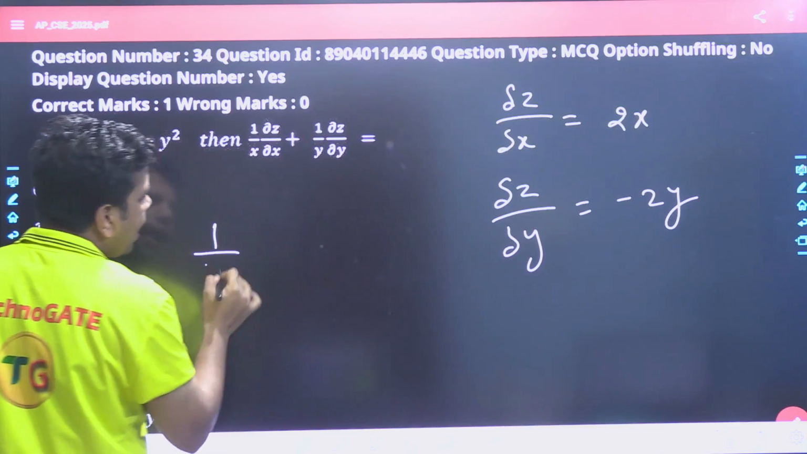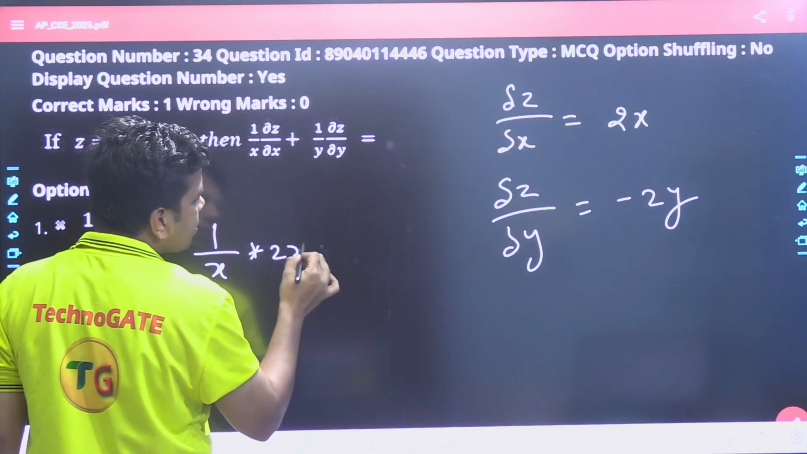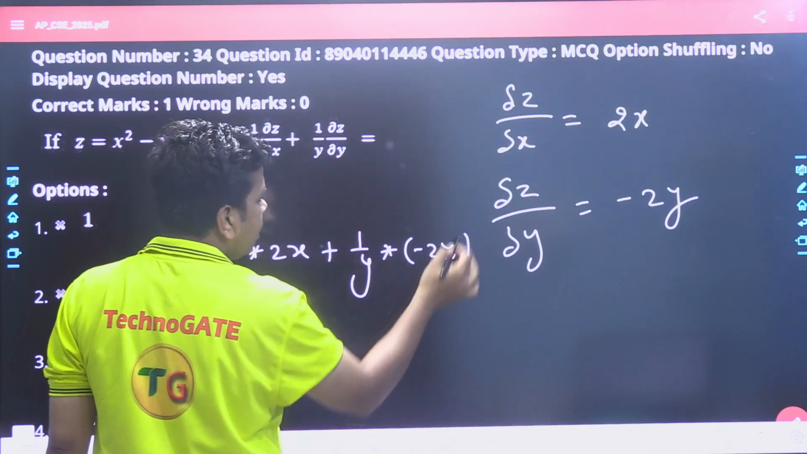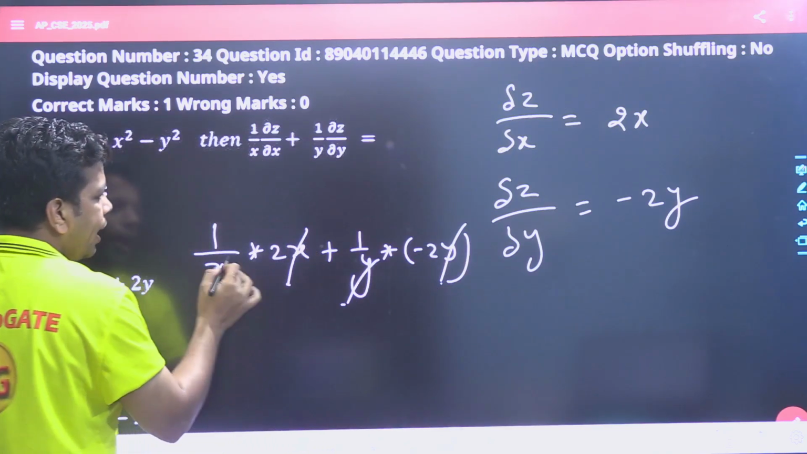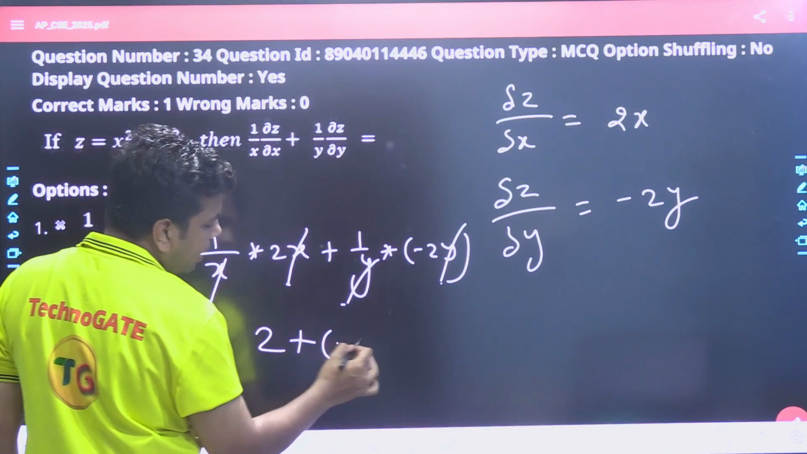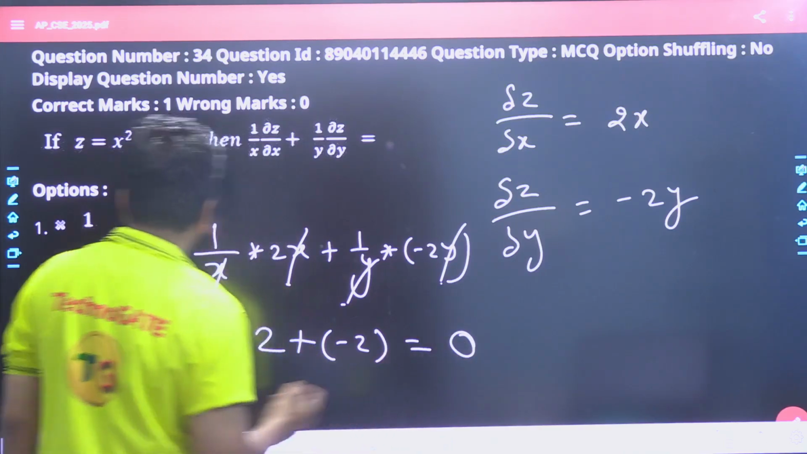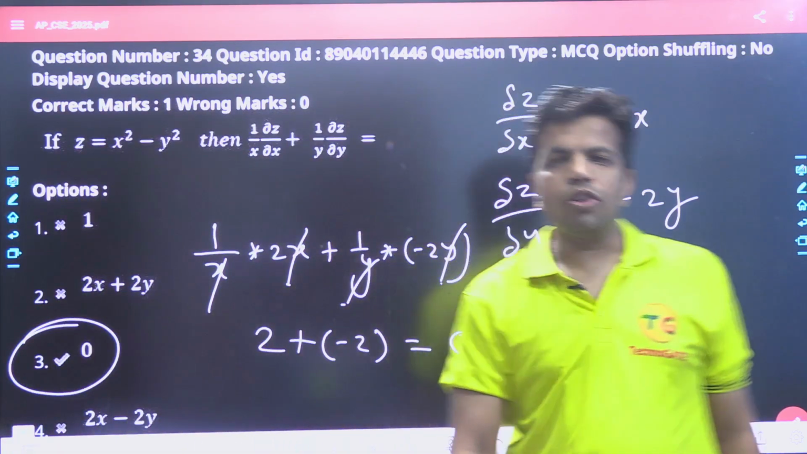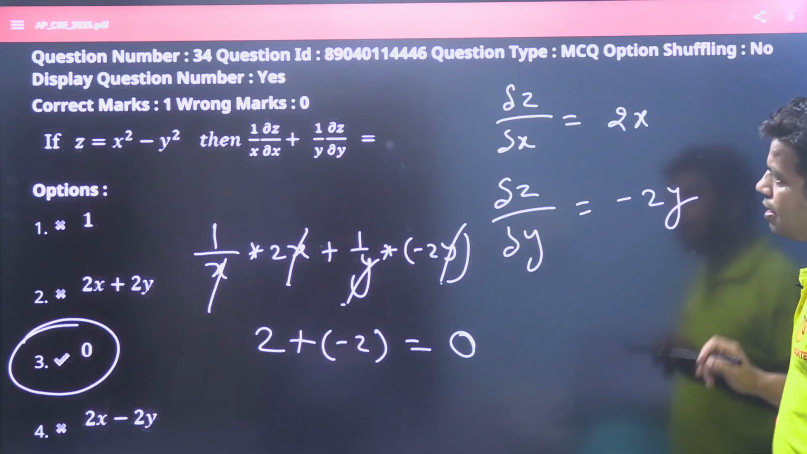So 1 by x multiplied by 2x plus 1 by y multiplied by minus 2y. You can cancel out this value like this. So 2 plus minus 2 is equal to what? It gives you the value 0. So you can go with the third option. Okay, so 0 is your answer.